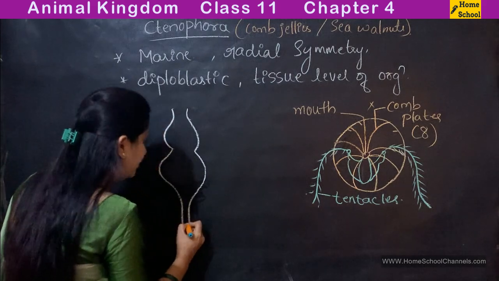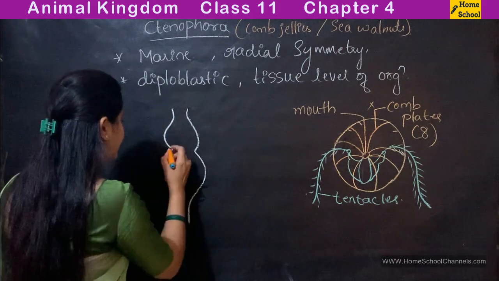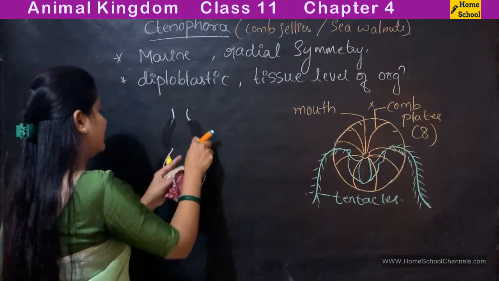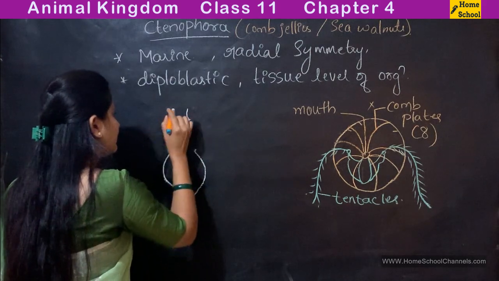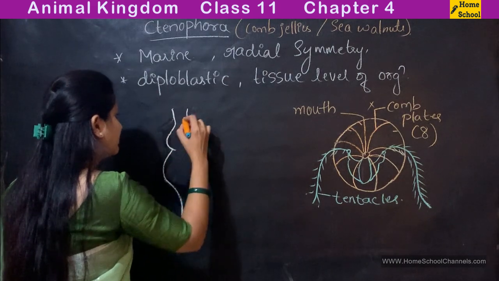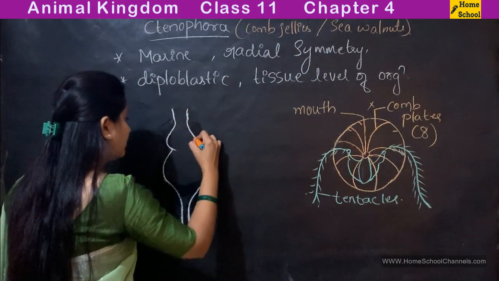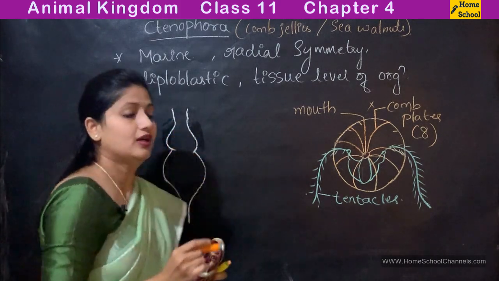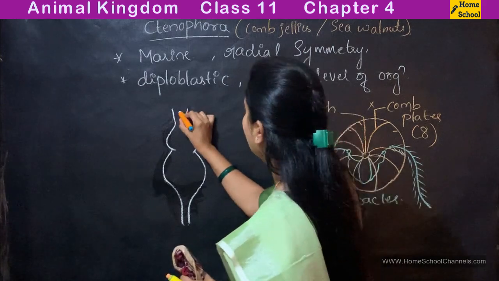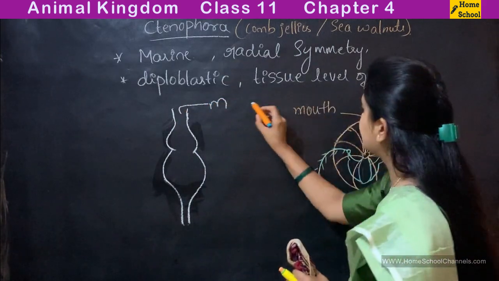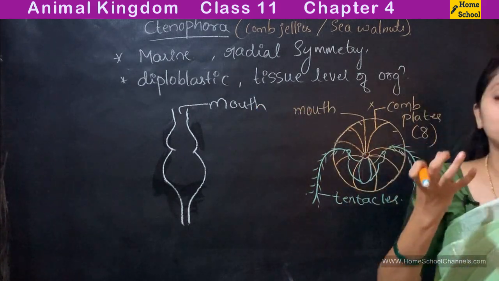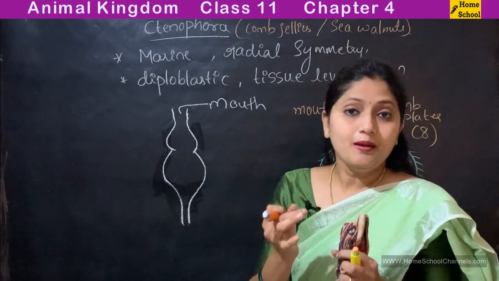And then we have an anal opening. This is a bit smaller than the stomach. Okay. So now this opening, or the upper one, is called the mouth, which is here. So this outer opening which we see is called the mouth.